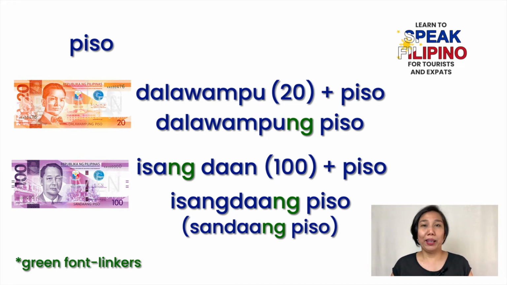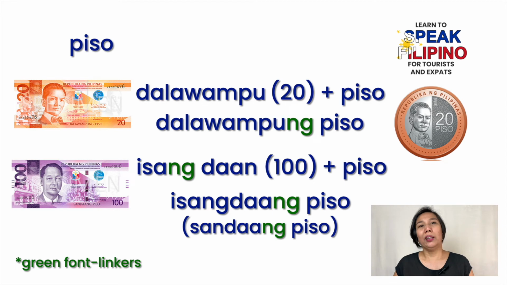So both examples, dalawampung piso and sandaang piso, okay, you will see in the Philippine money. Okay, so you will see that's one. Those are two of our denominations. So we have the bill, 20 peso bill. Oh, by the way, there's also a coin for that one. And then there's also 100 pesos or isang daang piso in bill.